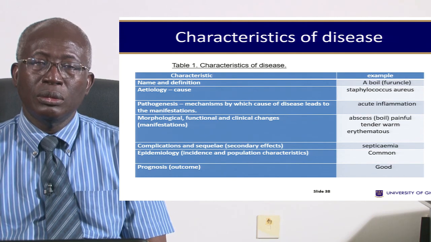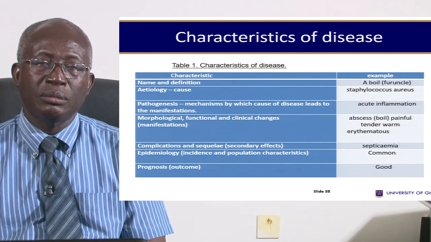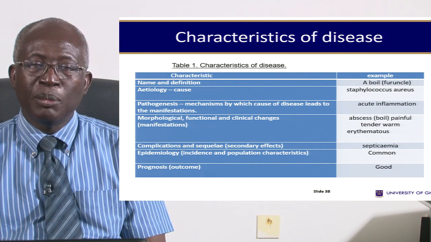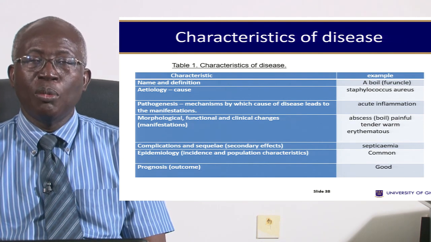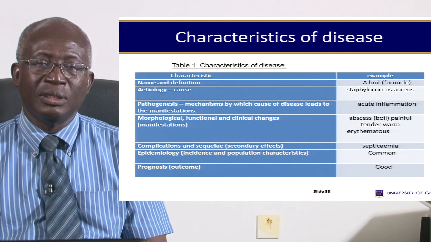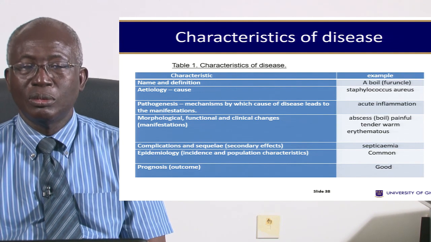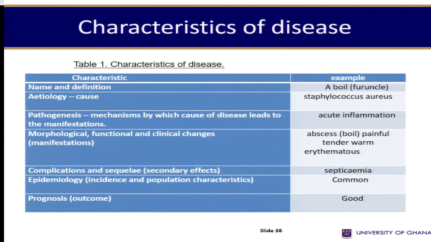Complication, it can become a blood-borne infection called septicemia. Epidemiology is common. It's common in the population, and many people get it in the hairy areas of the body. Prognosis is very good. It stays for some time and then disappears, whether you take medicine or not. So this is how we can study disease and follow it using the characteristics of disease.